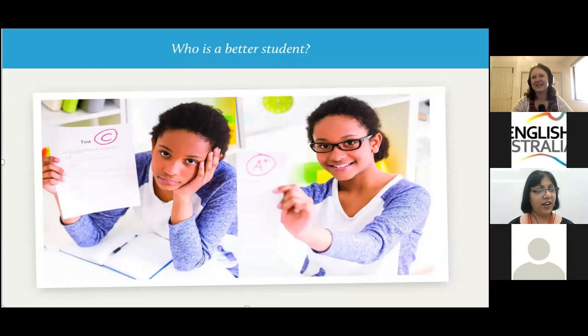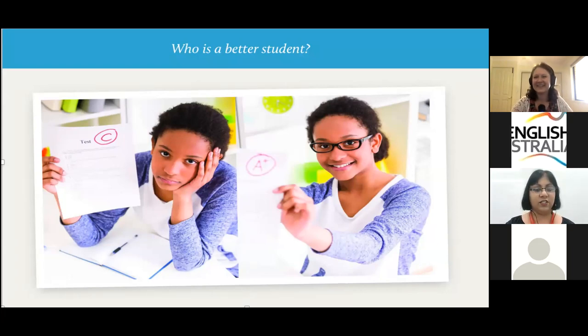Within that, TAFE ELICOS has diagnostic, formative, and summative assessment types. And we wanted to also introduce ipsative. So here is a picture of a student, and we can see the marks here. One student has the C grade, the other student has the A plus. And who do we perceive as the better student? Probably a lot of people will say, well, of course, the student with the A plus, but we actually wanted to look a bit deeper into that and think about who is the better student here.